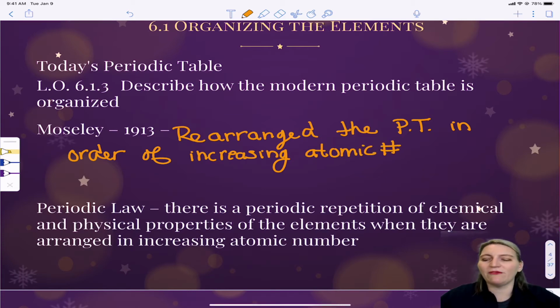And now what we have is this thing called the periodic law, which is basically, if someone says, how is the periodic table organized? You would say, well, it's the periodic law, that there's a periodic repetition of chemical and physical properties of the elements when they are arranged by increasing atomic number.